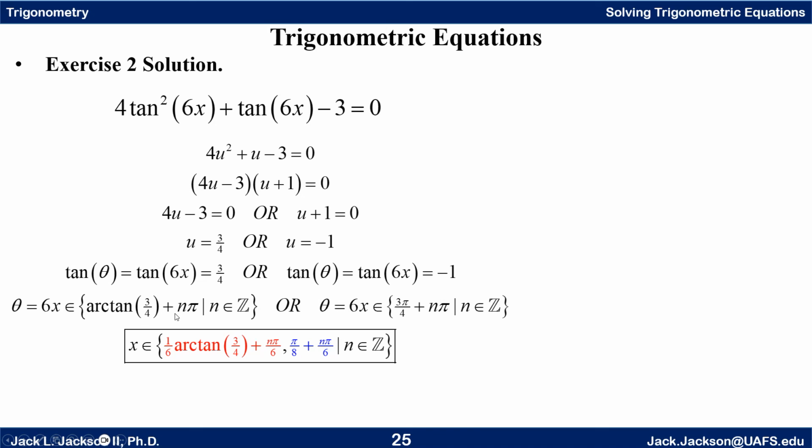Have to distribute here, and distribute our 1/6 here. Okay, so let's see, a 1/6 here. The 3 and the 6 are going to cancel, leaving a 2 times 4 is 8 on the bottom, and just a pi on the top. So that's pi over 8, and then n pi over 6 there.